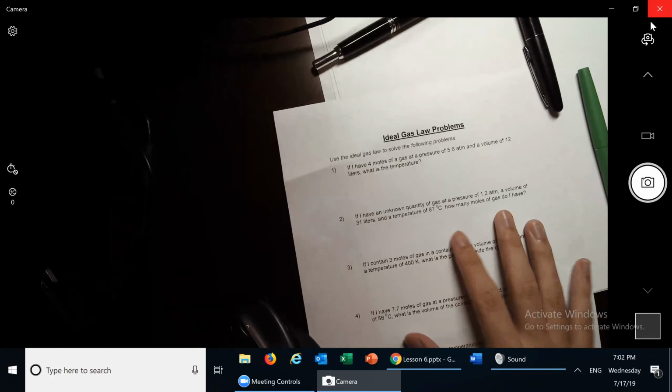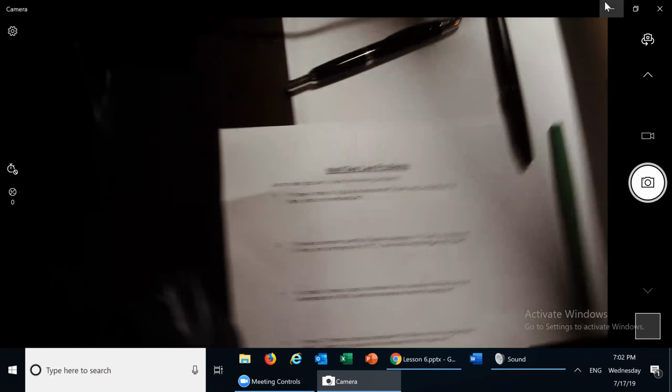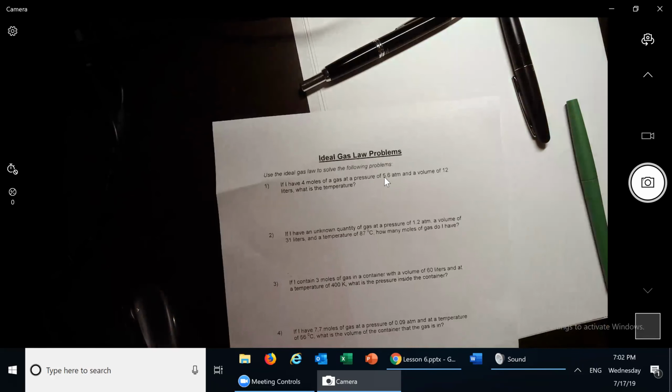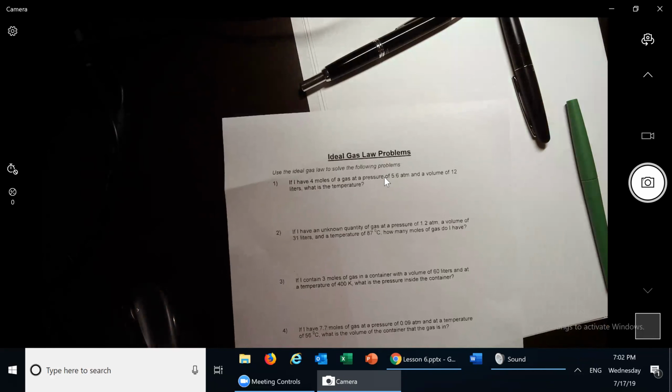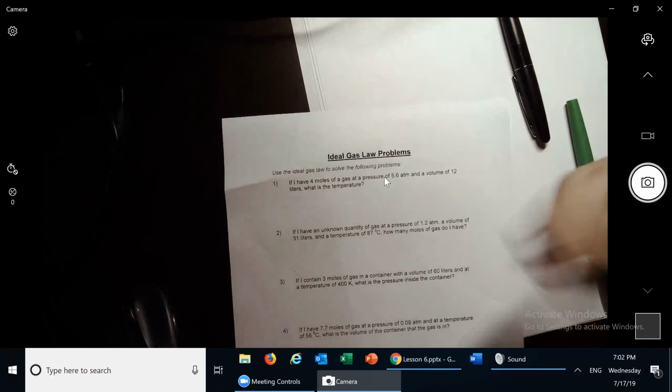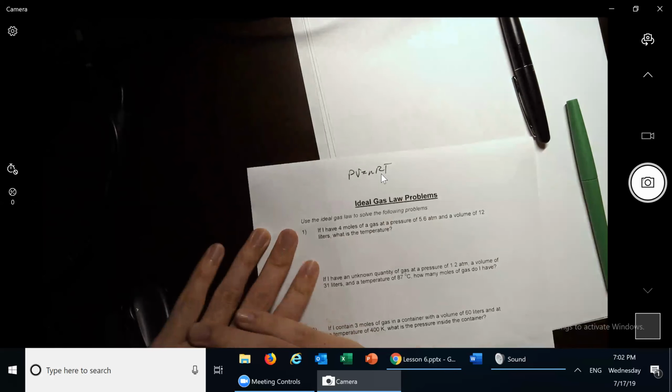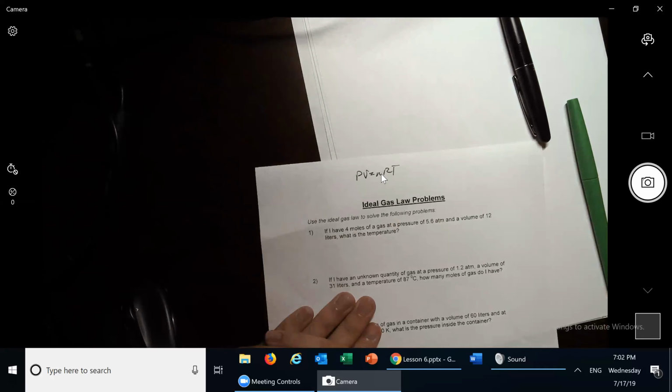So does anyone remember what the ideal gas law is? Can someone tell me what the ideal gas law is? Great, PV equals nRT. This is definitely an equation you should memorize because it's that important. So PV equals nRT. And does anyone remember the value of R?